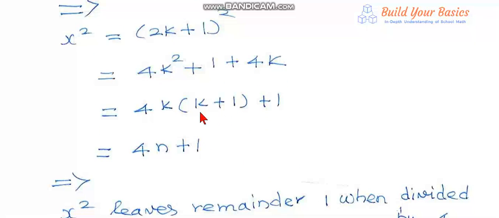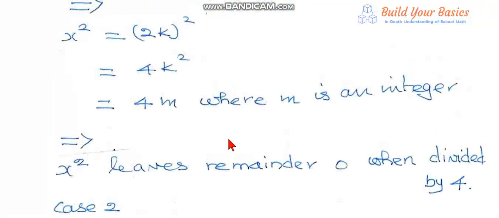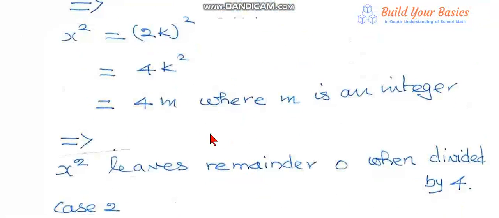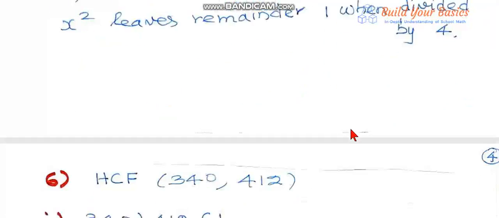k into k plus 1 is some integer. We can take it as n. So this is 4n plus 1. This shows that when x squared is divided by 4, the remainder is 1. So in either case, whether that integer is even or odd, the remainder always happens to be 0 or 1. That is what we have established. So the problem is over.